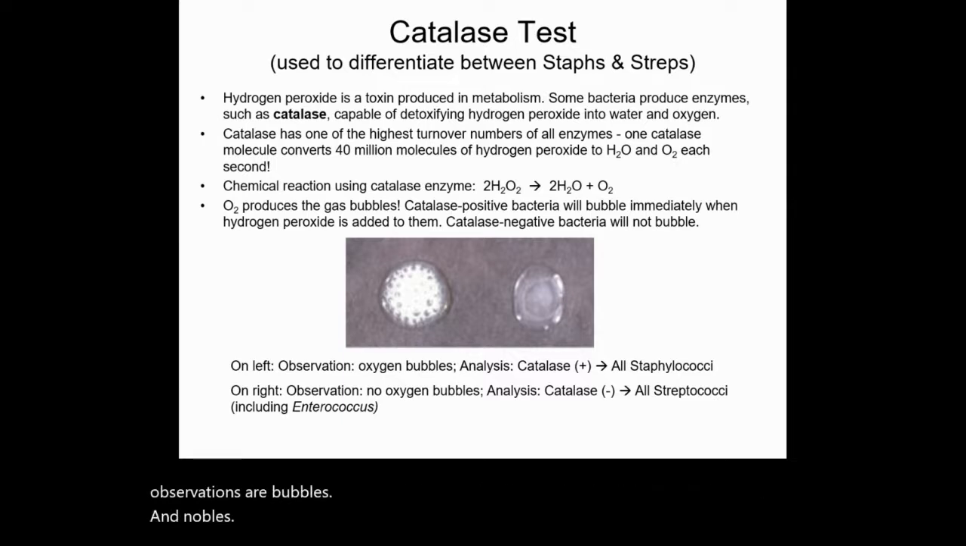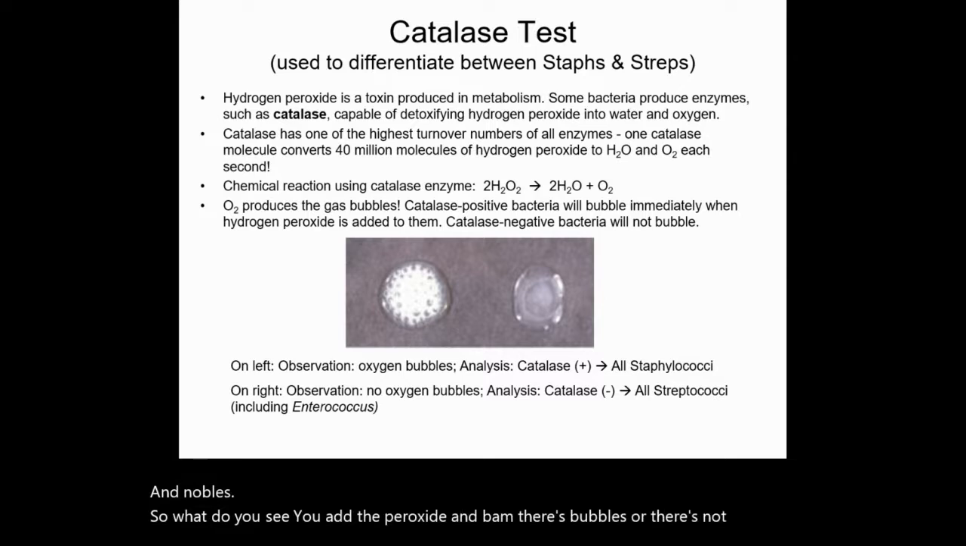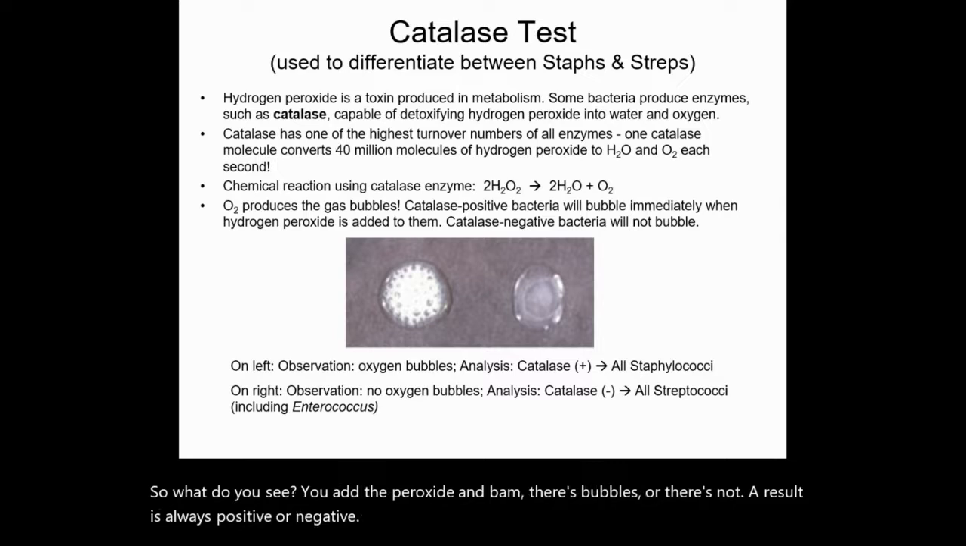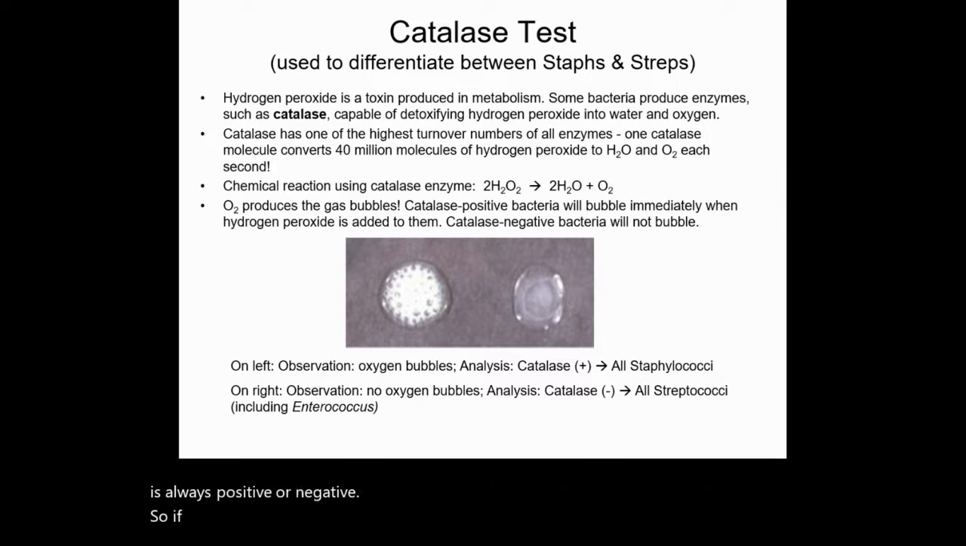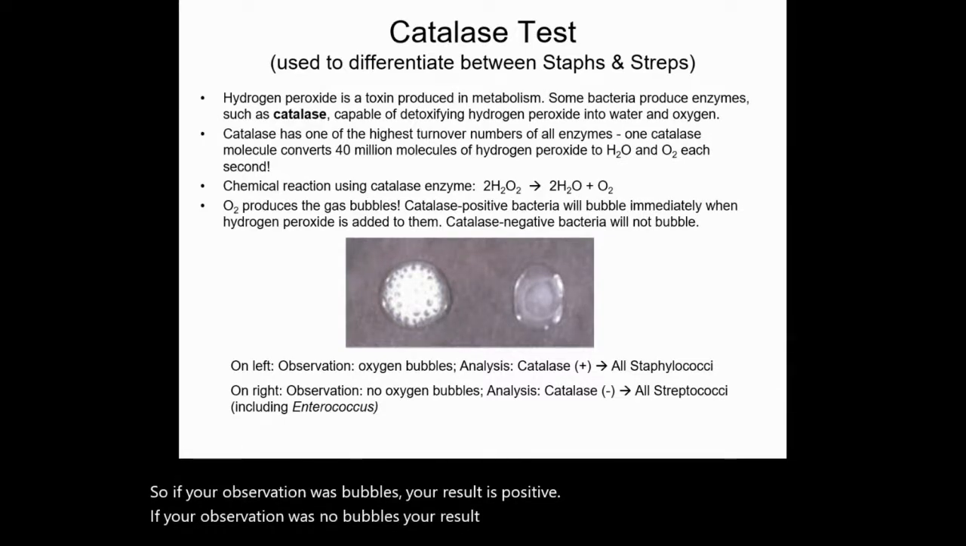Okay, so what do you see? You add the peroxide and bam, there's bubbles or there's not. A result is always positive or negative. So if your observation was bubbles, your result is positive. If your observation was no bubbles, your result is negative.